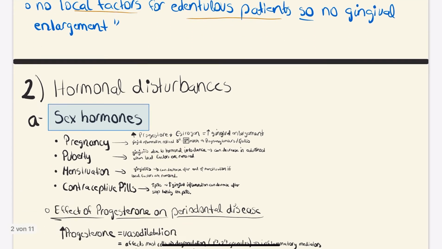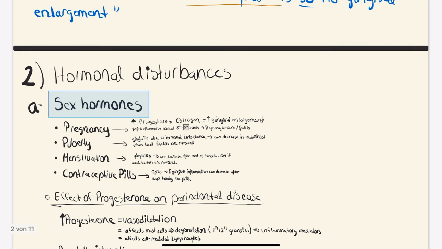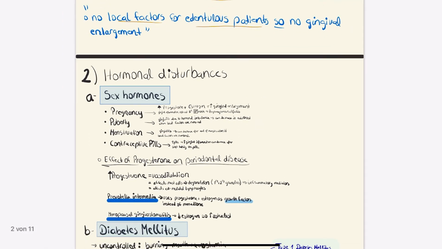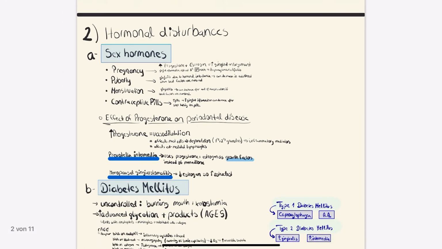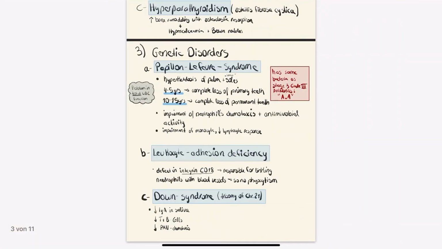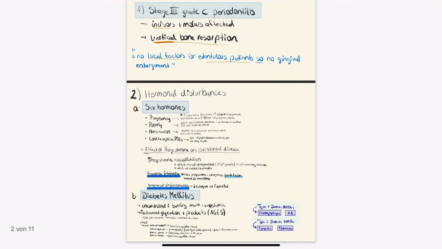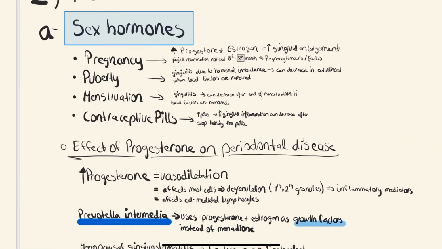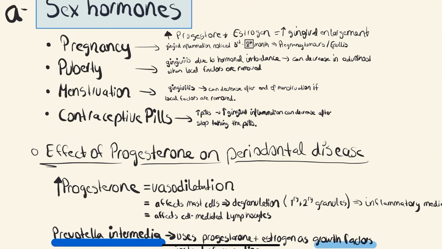So the second type is now the hormonal disturbances. The hormonal disturbances include the sex hormones, diabetes mellitus, and hyperparathyroidism. Regarding the sex hormones, we have four points we have to talk about: pregnancy, puberty, menstruation, and contraceptive pills.